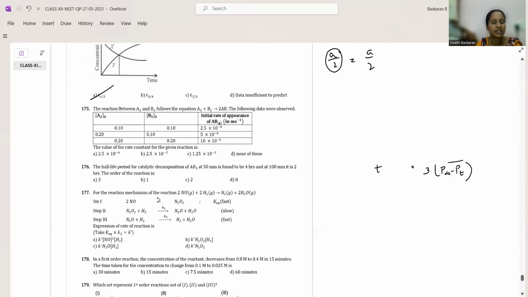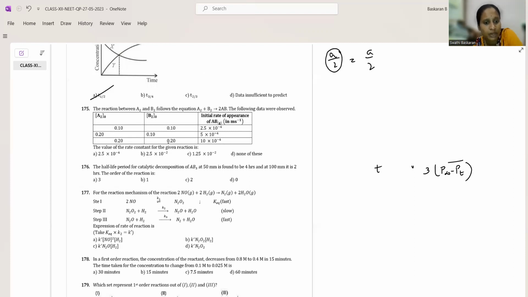Next one is question 175. So what has been given here? The reaction between A2 and B2 follows the equation A2 plus B2, which is giving rise to 2AB. The following data is observed. So what is the data observed? Here they have given A2 naught, that is the initial concentration of A2, and B2 naught, that is the initial concentration of B2, and here they are giving the initial rate of appearance of AB. Now they are asking you to determine the value of the rate constant for the given reaction.